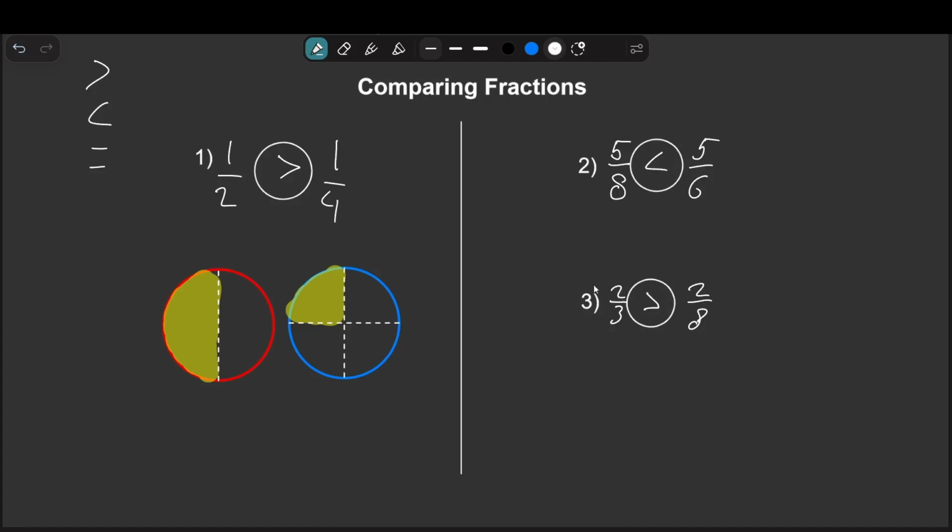So that was basically it, comparing fractions with the same numerators. I hope you understand it now and enjoyed the video.